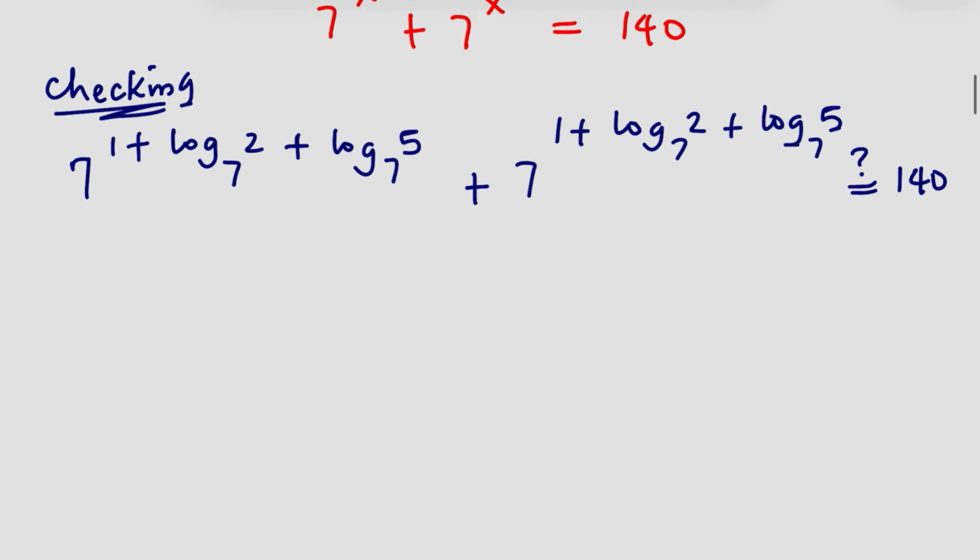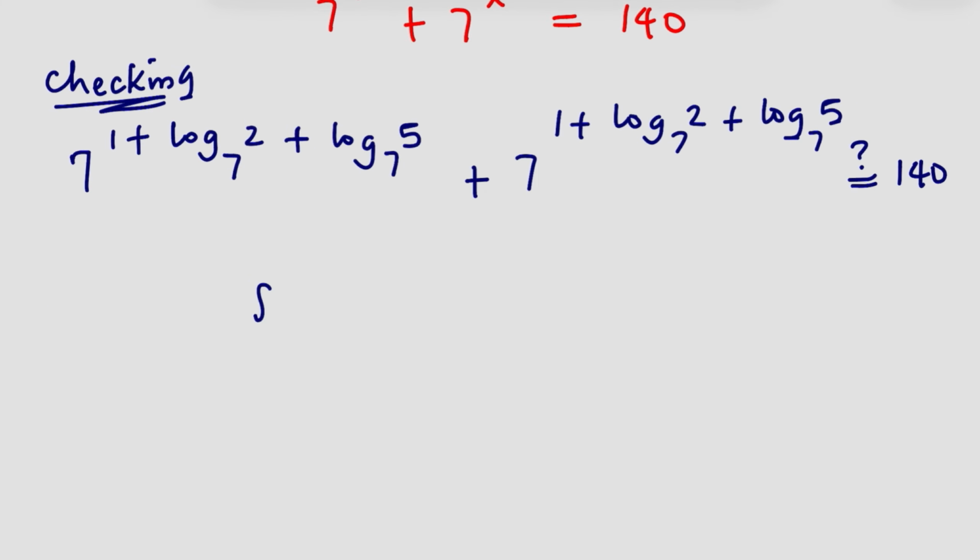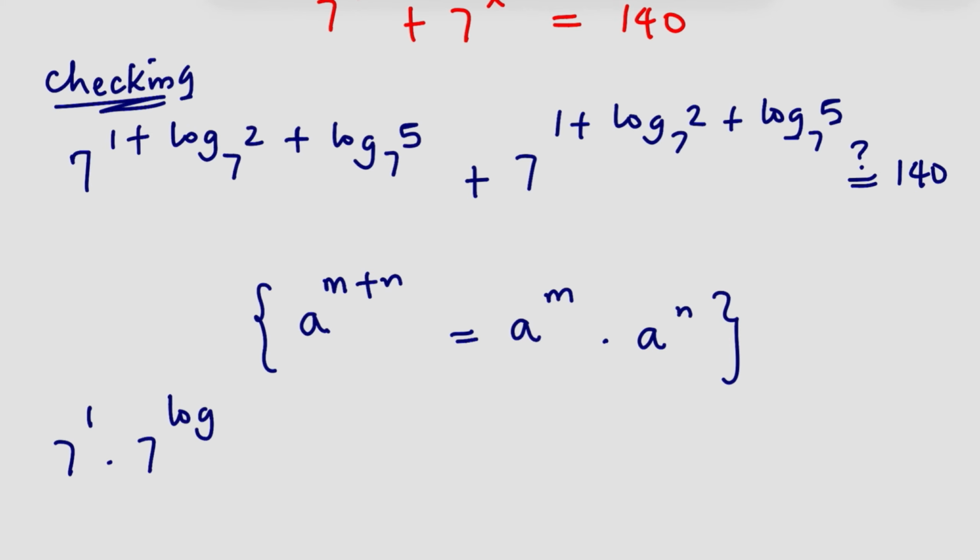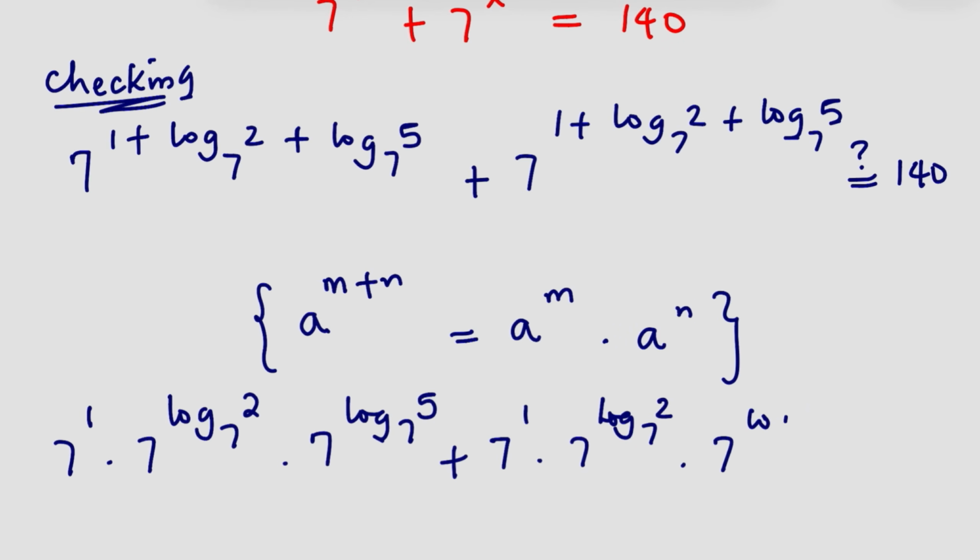Before I continue, we'll also look at a law of indices that deals with power. For instance, if you have a raised to power m plus n, this is simplified as a raised to power m times a raised to power n. So we have 7 raised to power 1 times 7 raised to power log 2 base 7 times 7 raised to power log 5 base 7, then plus, we'll repeat the exact same thing. Is this equal to 140?